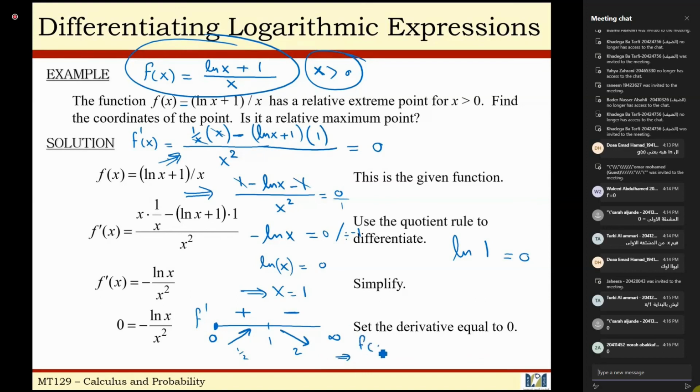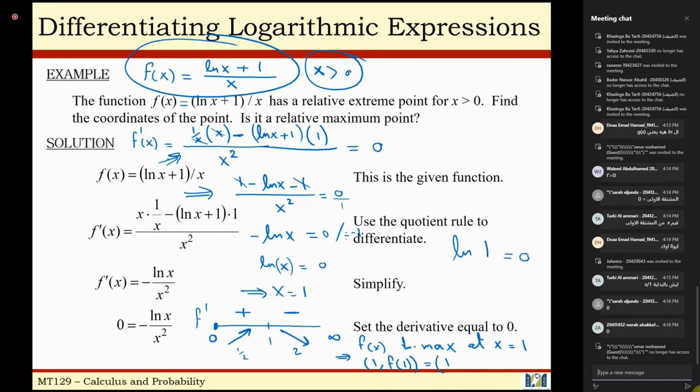f of x has a local maximum at x equal what? Equal 1, and the value is f of 1. What's the value of f of 1? Substitute 1: ln 1 is 0, plus 1 is 1, over 1 is 1, so we have 1 and 1. Okay, this is the maximum value.